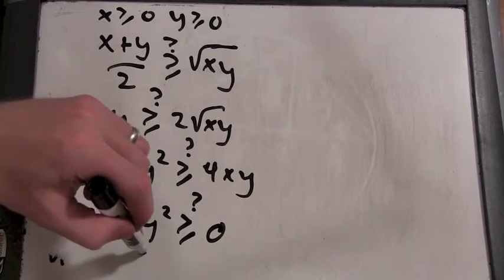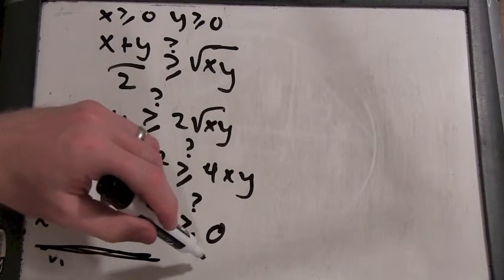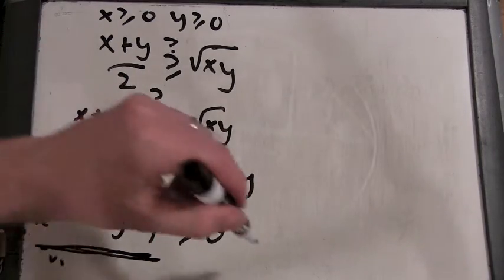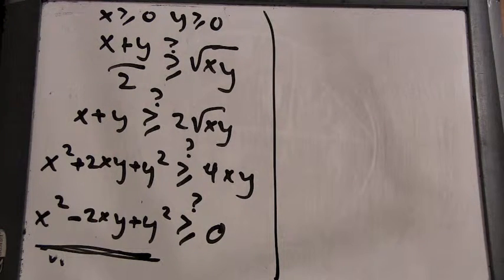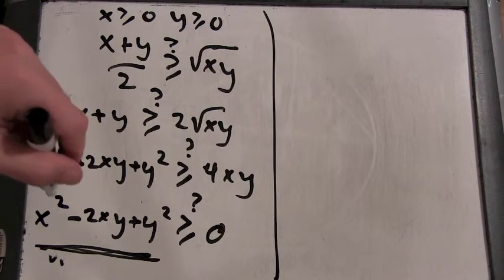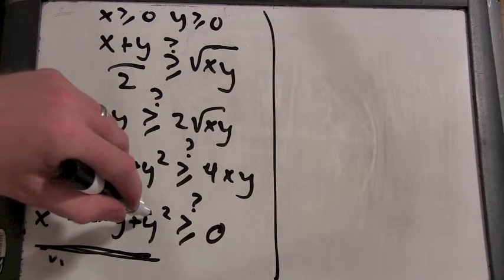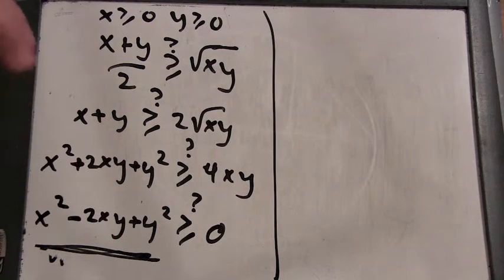So it all boils down to, is this expression always greater than or equal to 0 when x and y are greater than or equal to 0? How can we think about that? Well, if x is bigger than 0 and y is bigger than 0, we could try it for a specific example. Like we could say x and y were both 1. 1 minus 2 plus 1, which is 0. So it is 0 if x and y are the same.